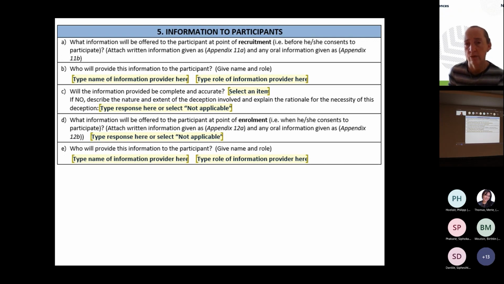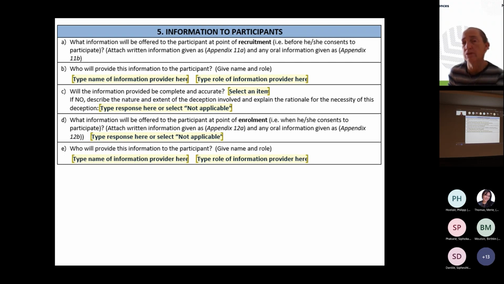It is a yes question, because we very rarely want to use deception. If we say no, we need to describe the nature and the extent of the deception. And we don't want to deceive people. There's actually not a place for deception in studies, but there are a few exceptions, okay? The 5D and E sort of mirror A and B.